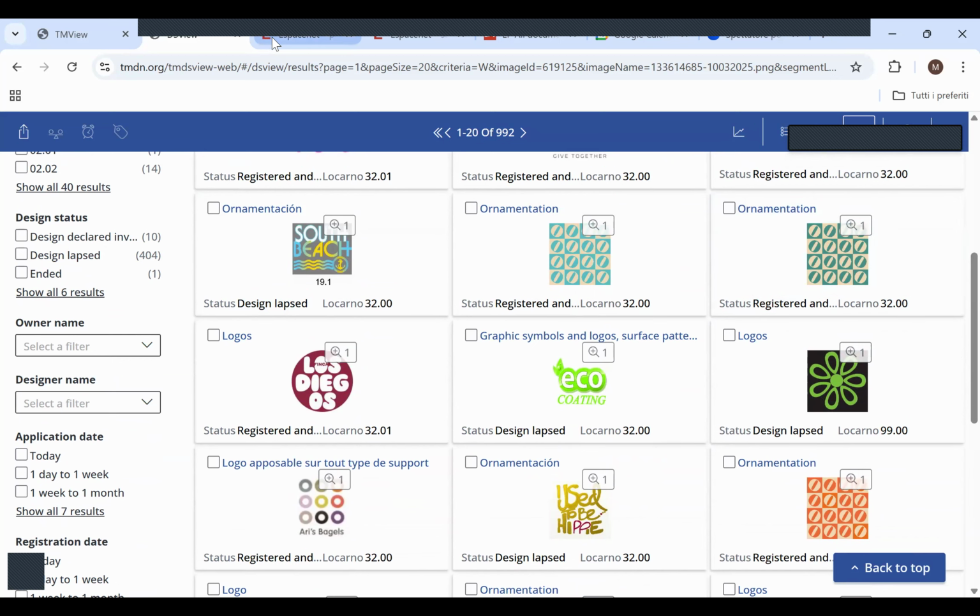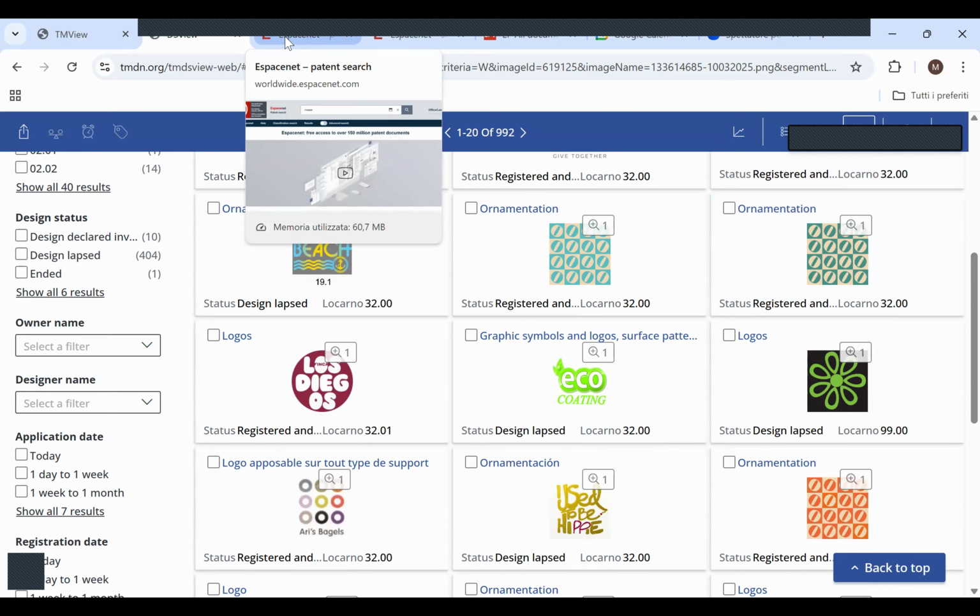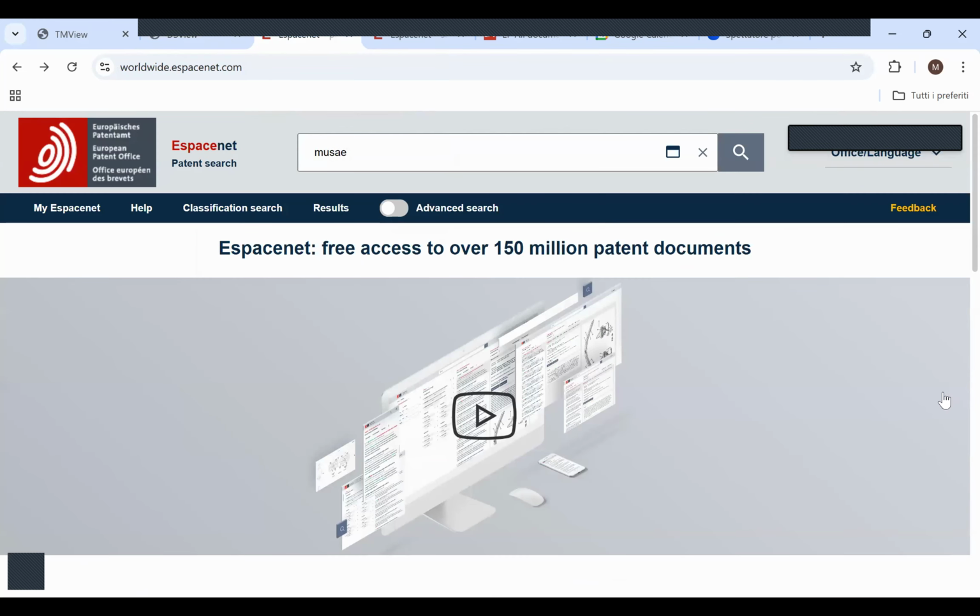The last one I wanted to show you is for patents. This is Espacenet. We may search again Muse, I don't know if it's a good choice. Espacenet is an engine devoted to the search of patents, in this case, and it has been developed by the European Patent Office. But Espacenet does not search only European patents, but searches everywhere.